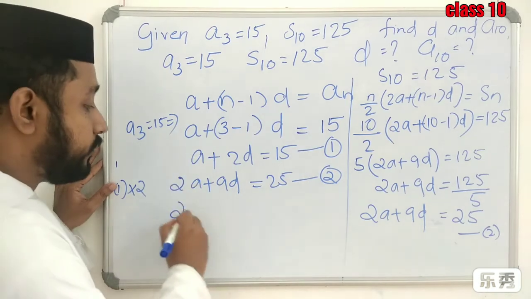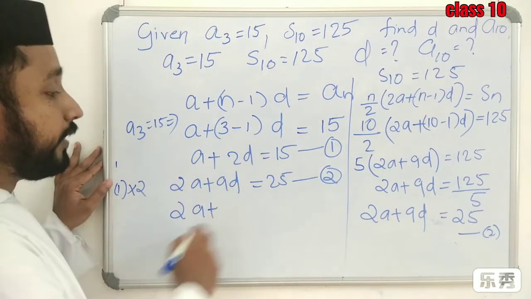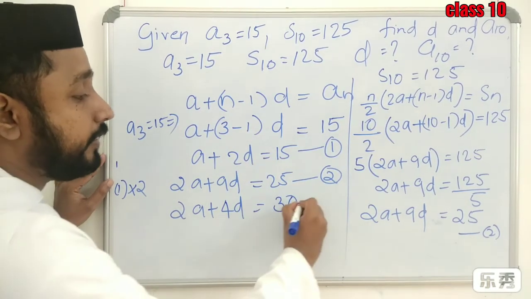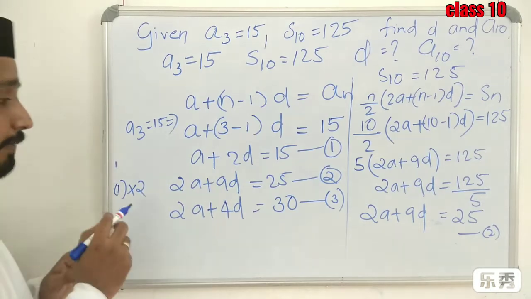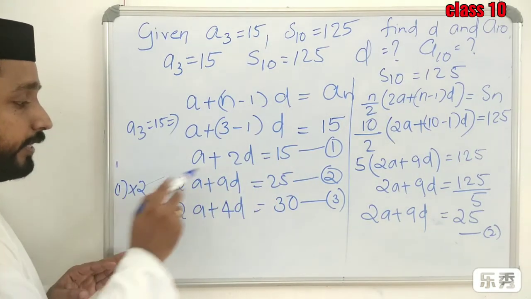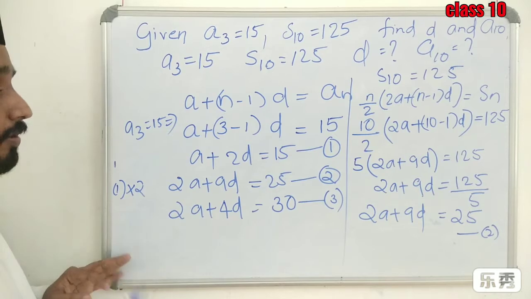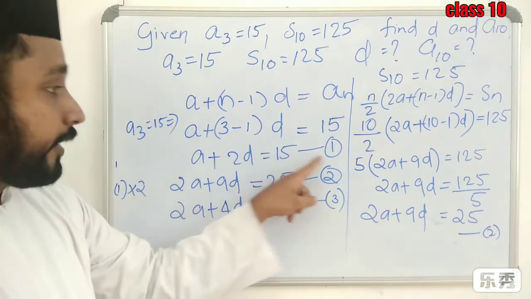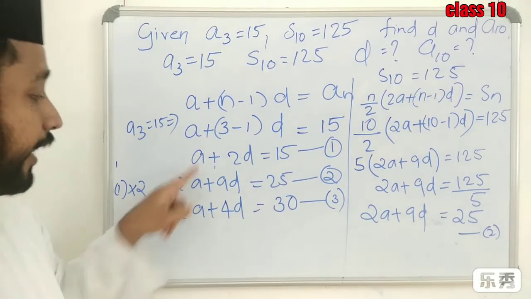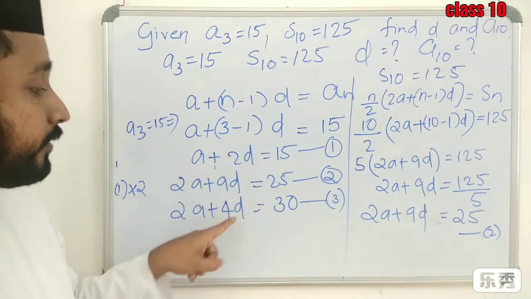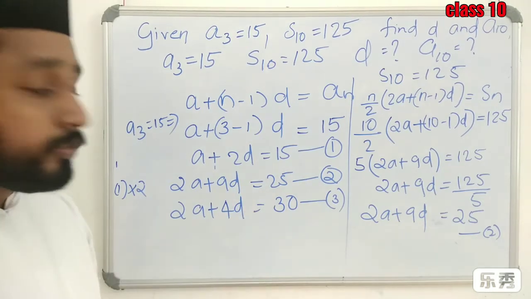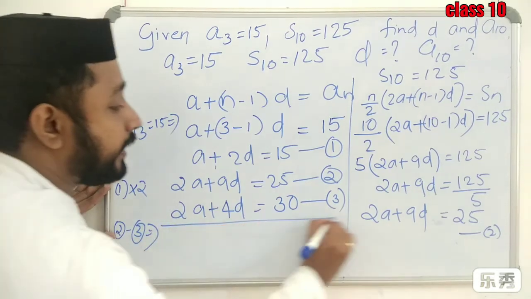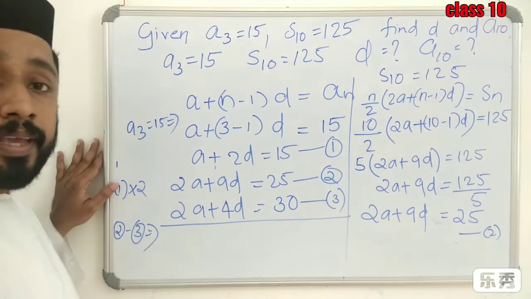2 into a is 2a, plus 2 into 2d is 4d, which is equal to 2 into 15, that is 30. Call this equation number 3. So we multiply equation number 1 with 2, then the coefficient of a will become the same. Equation number 2 is 2a plus 9d is equal to 25, and equation 1 multiplied by 2 gives 2a plus 4d is equal to 30. We know how to solve a pair of linear equations in two variables. So equation 2 minus equation 3.